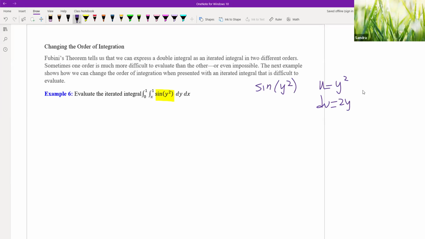And so let's go ahead and interchange them. Make a little note, okay? So we cannot do it directly. So we are going to switch them. So notice how it's from 0 to 1 and then from x to 1. So I'm going to move them, x to 1 and then 0 to 1.